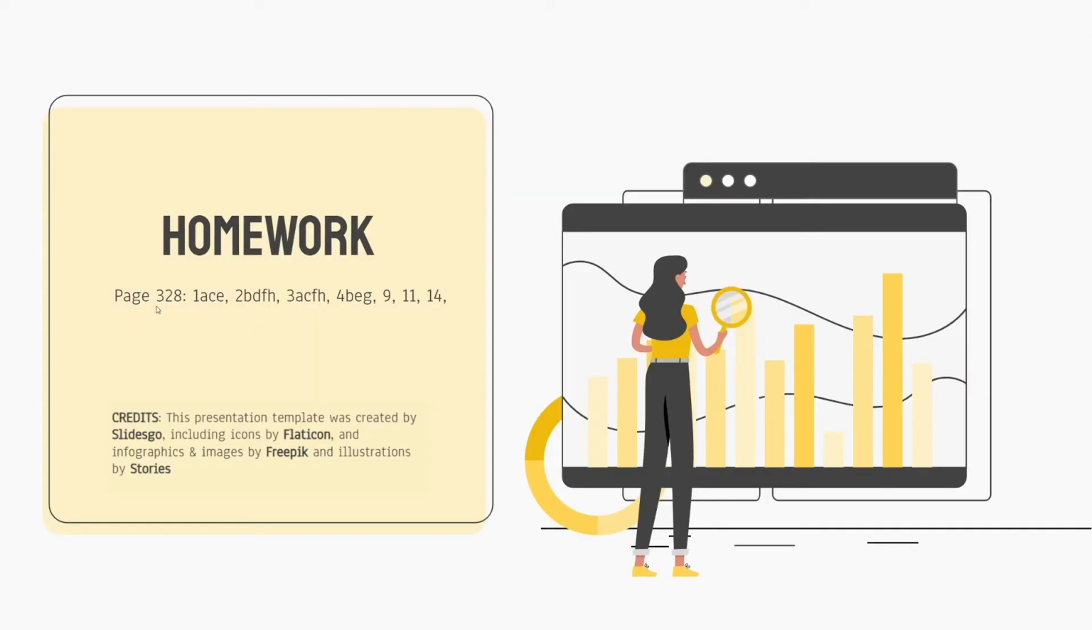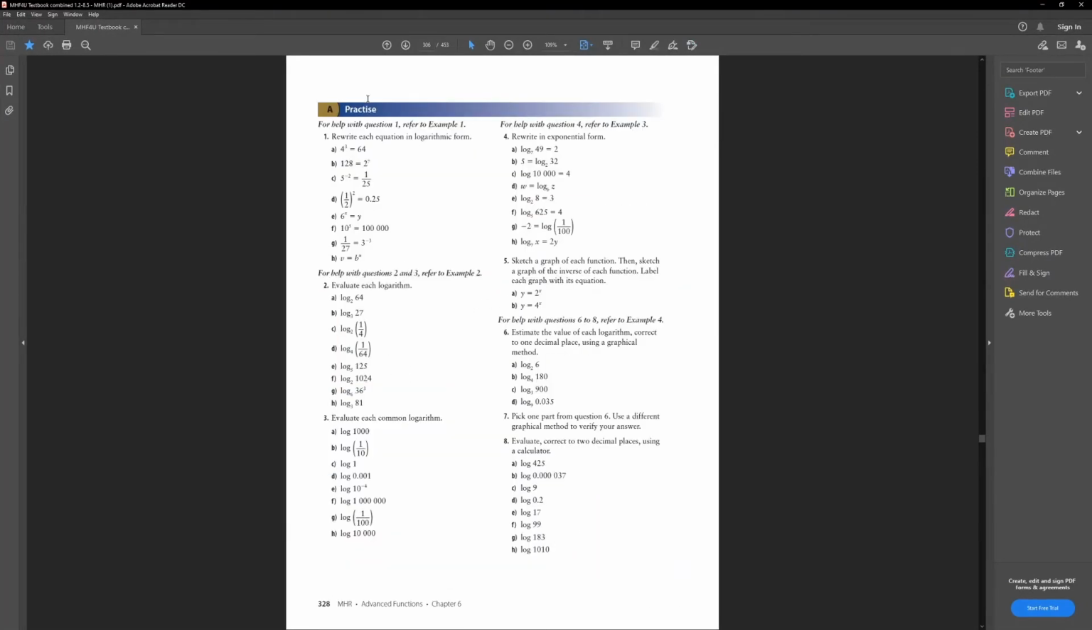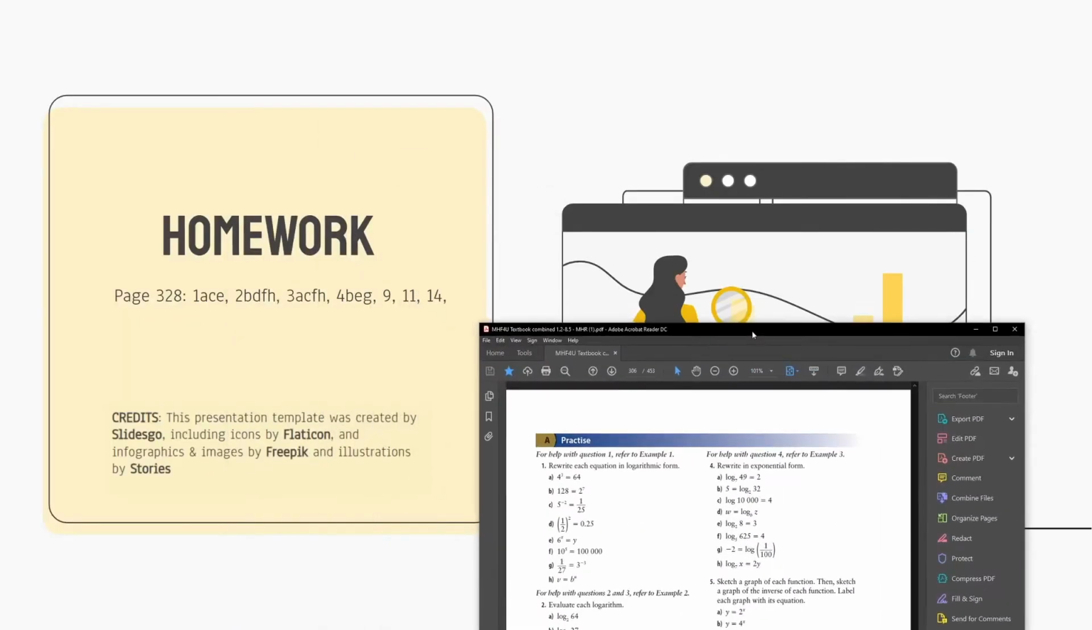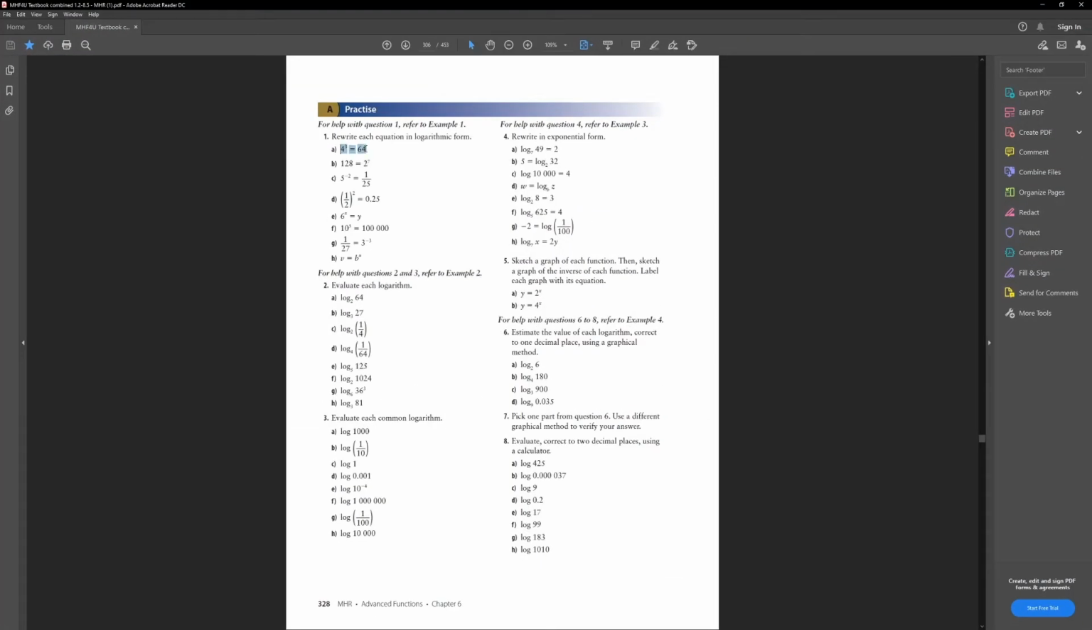With that being said, there's a lot of homework for today, but do not worry because a lot of it is genuinely mental math. So let's look at the questions that I've assigned. I've assigned 1, 2, 3, 4. For 1, 2, 3, 4, it's asking us to write each equation in logarithmic form.